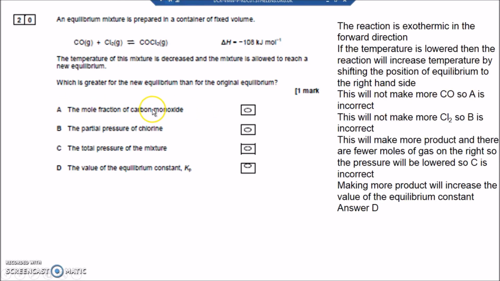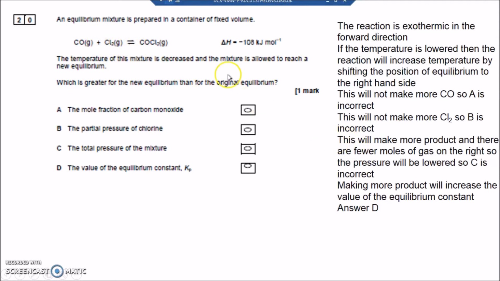So the mole fraction of carbon monoxide, if the temperature is decreased, is it going to be greater? No, it's going to be less because the equilibrium will shift to the right hand side. So it'll also make less Cl2, so the partial pressure, the amount of Cl2 contributing to the overall pressure, will decrease. So that's incorrect. That decreases rather than increases. So B is wrong.